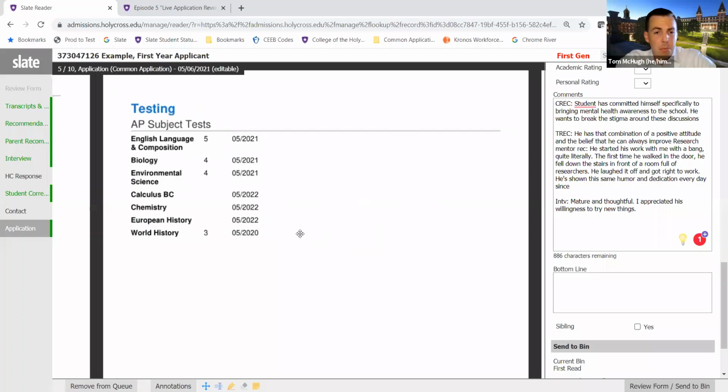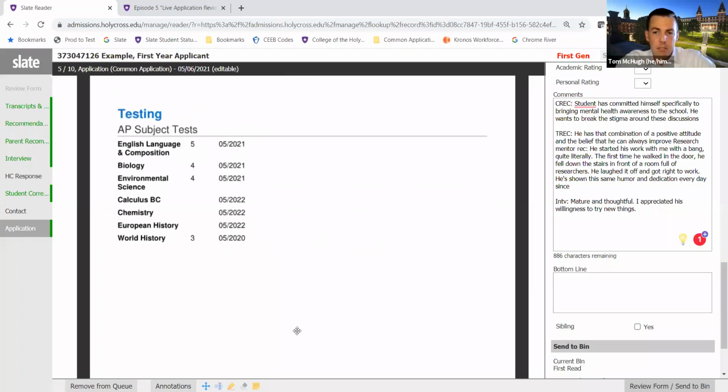So this is where the AP subject tests, or the AP tests, live. As we said, this student said no to testing, but we do view AP and IB tests because they're part of a course as a separate entity. So we might enter these scores into the AP score box up above.